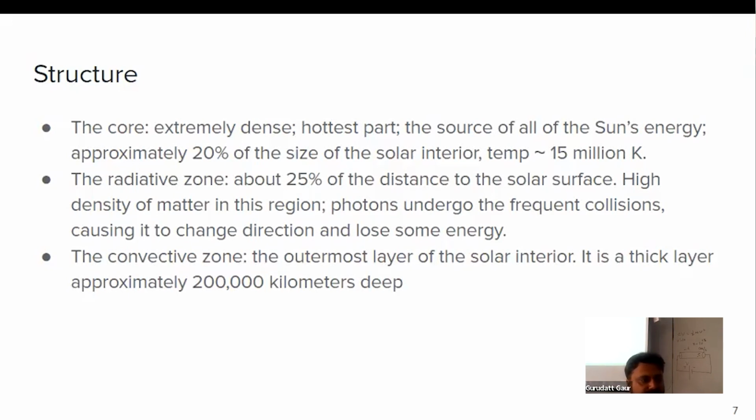Now, the third layer is basically the convective zone. The name also suggests that the transport of energy or heat is happening via convection. What is convection? Something without contact. Example, this is how the water boils.